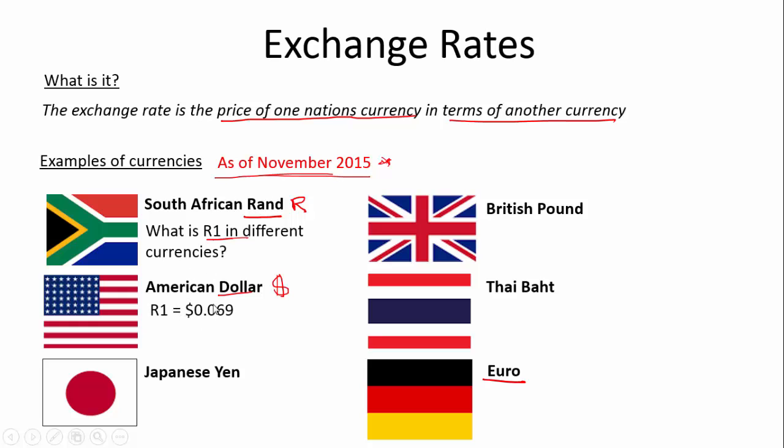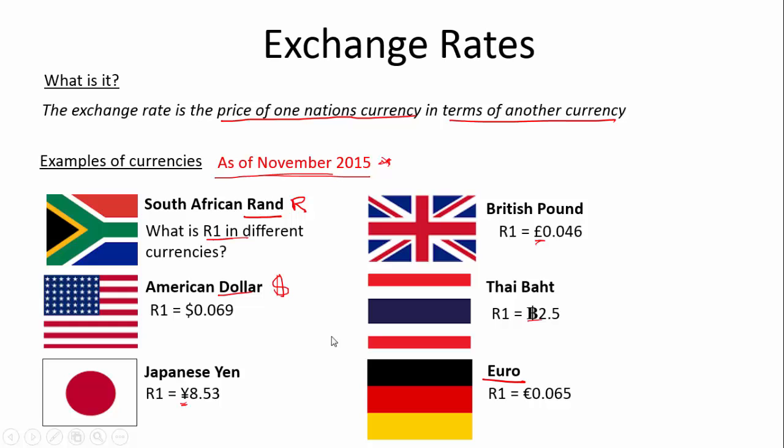Well, 1 rand will give you $0.069. It will give you 8.57 yen. Look how we denote a yen with a funny Y with 2 lines through it. It'll give you 0.046 pounds. It's very little pounds. You see how we denote a pound? And it will give you 2.5 baht. You see how we got a big B with a line through it? You don't need to remember these, but it's fun to know. And the euro, that E with 2 lines in it, is 0.065 euro.